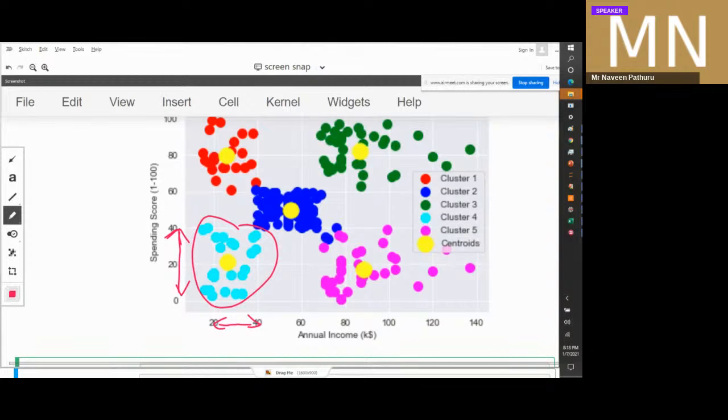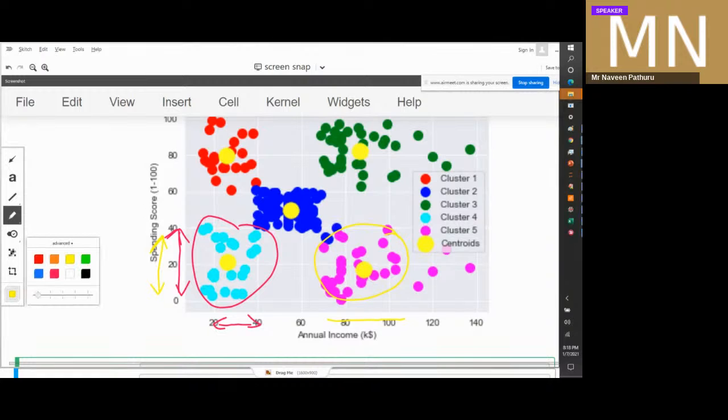Okay, next come to the pink ones. Let's say we'll use this one. What's happening? These guys, the majority of them are here. They're earning anywhere from $70,000 to, let's say, $100,000. And what are they doing? Their spending is similar to these guys. They spend only from $0 to $40.